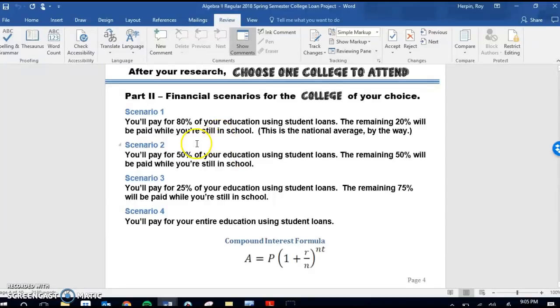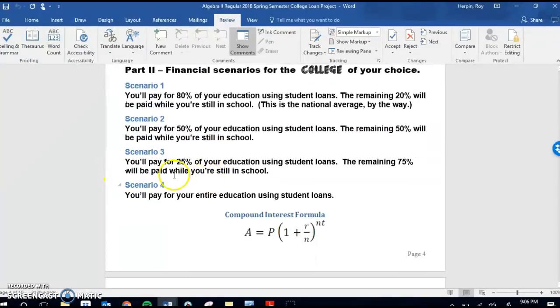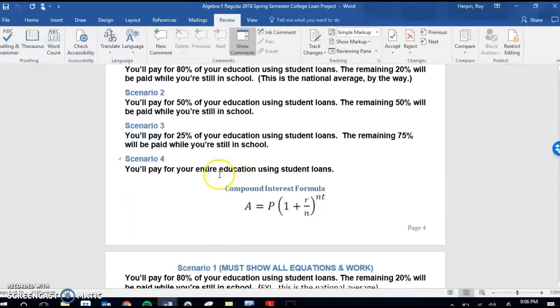Scenario 2 is maybe your family has a little bit more money, or you've had some money saved up, so you'll pay for 50% of your college using loans, and the other half you'll pay while you're in school with working or whatever. Scenario 3 is you pay 25% of your education, so you're responsible for 25% of your overall tuition, and the other 75% will be paid while you're in school.